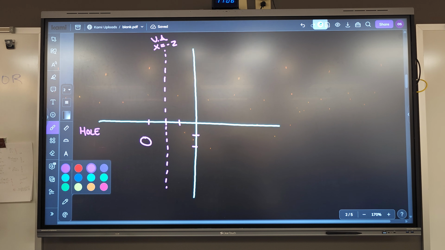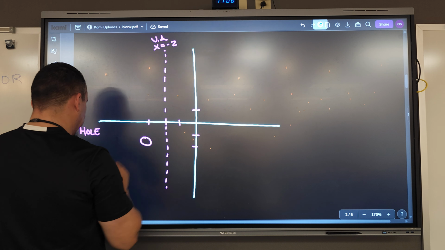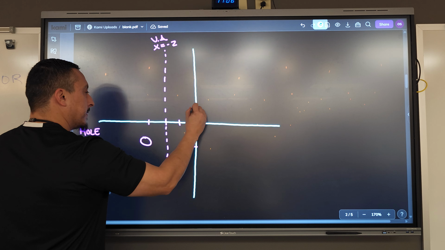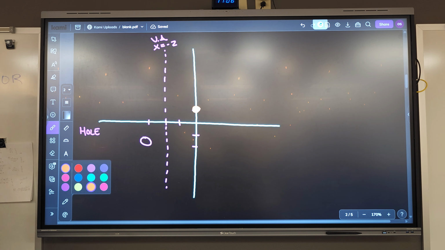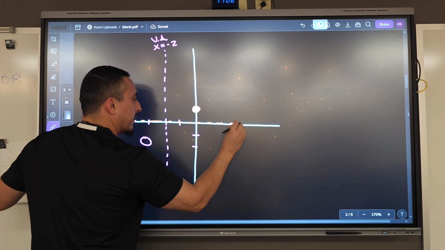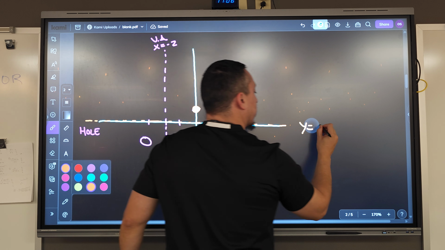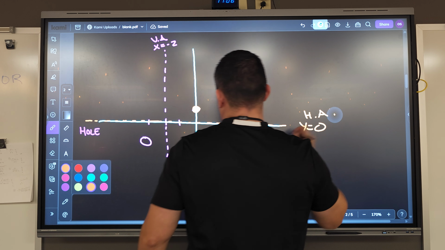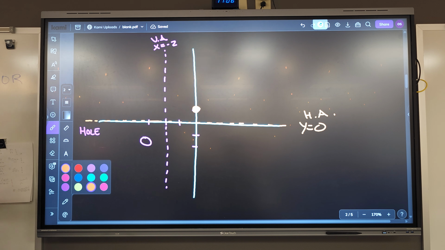Okay. We should have a y-intercept as well. What was it? Oh, wait. 0, 1. So right here. Okay. And do we have a horizontal asymptote? HA? y equals 0. Okay, so right here. That's why we don't have any x-intercepts, because there's an asymptote on the x-axis.